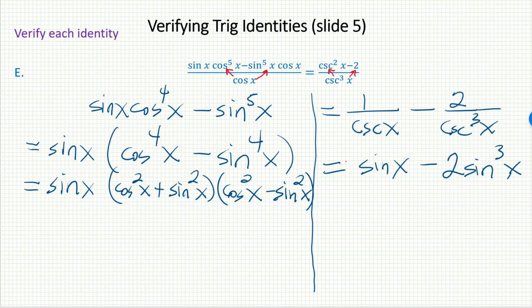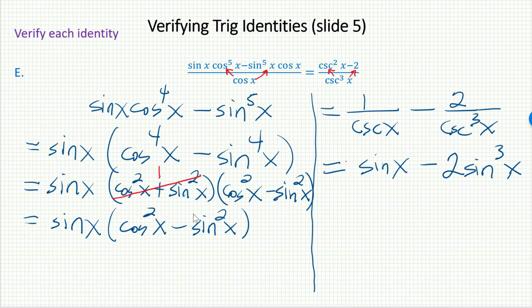Well, here's where things start to get really nice. Cosine squared x plus sine squared x, there's our Pythagorean identity. That's just a 1, which means it's not really even doing anything. And then as I write down the next step, I'm looking over at the right and I'm noticing that there's only sines. And yet here I have a cosine and a sine. It would be great if I could get rid of that cosine. Well, since it's a cosine squared, I can definitely do that.